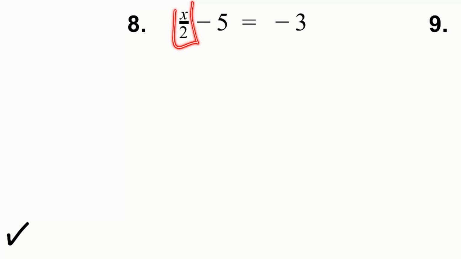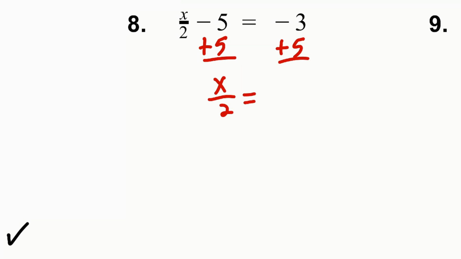Now, I notice here that we have our x is divided by 2. And I'm going to have to deal with that. But first, I can move this over to the other side by just adding 5. So I'm going to add 5 to both sides. And that will give me x over 2 is equal to 2.